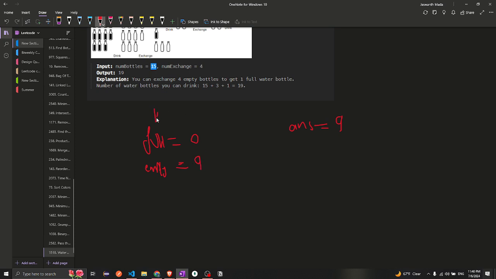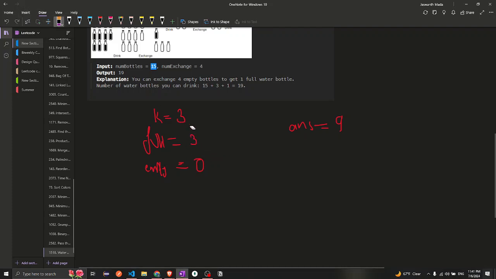Let's say we need 3 empty bottles in order to get one full water bottle. So right now I have 9 empty water bottles, and I need 3 for getting a full water bottle. So I'll just give these 3, and I'll get 3 full water bottles, right? So when I give 3, my full will become 3, my empty will become 0. Now I have 3 water bottles.